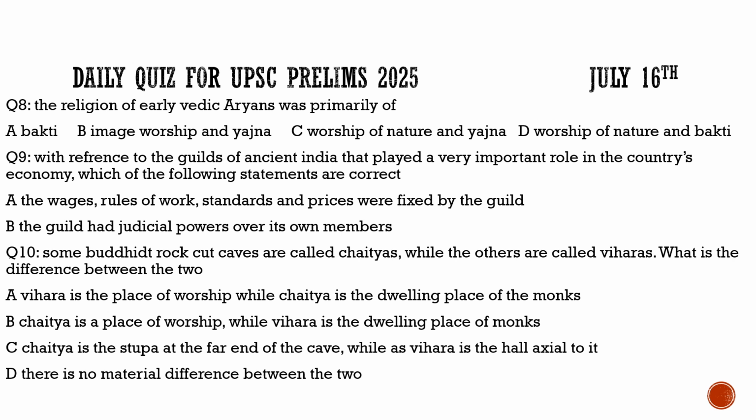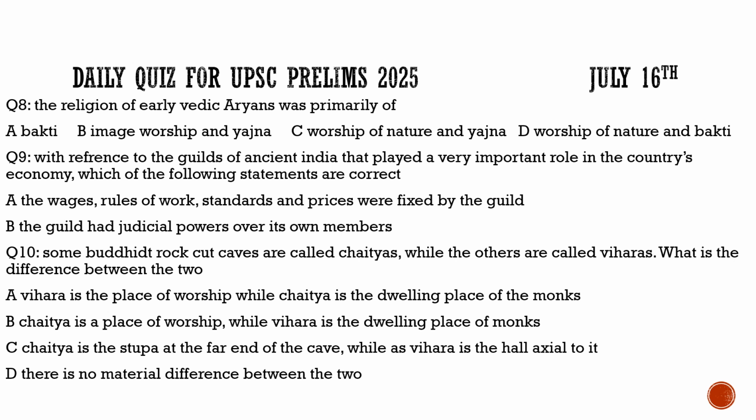Now coming to question number 9, with reference to the guilds of ancient India that played a very important role in the country's economy, which of the following statements are correct? Here statement 1, the wages, rules of work, standards and prices were fixed by the guilds. 100% true. Statement 2, the guild had judicial powers over its own members. Statement 2 is also correct. So for question number 9, both the statements are correct.